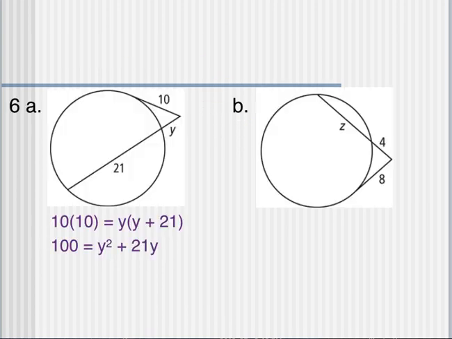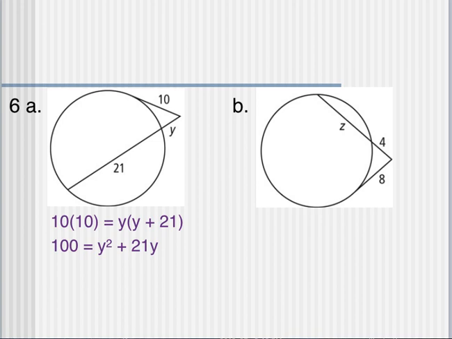A quick note I want to make about 6a is this. You're doing outside times whole thing, 10 times 10 for one side of your equation, y times y plus 21 for the other. I want you to notice that this is one of those rare cases where you're distributing a y into the parentheses here and you end up with a y squared. Quick reminder, if you have an equation that has both variable squared and variable to the power of 1, you probably want to first try factoring to solve.